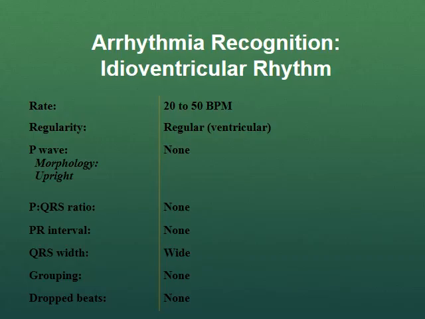So, recognizing an idioventricular rhythm, like we said, rate up to 50 beats a minute. It should be fairly regular. There's not going to be any P wave morphology, although, like we already discussed, you can have the P waves continuing to fire, the SA node firing. They're just not getting through. But we do have a different name for that particular rhythm. There shouldn't be any dropped beats or grouping. The QRS width is going to be wide and bizarre. No P to QRS ratio or PR interval.